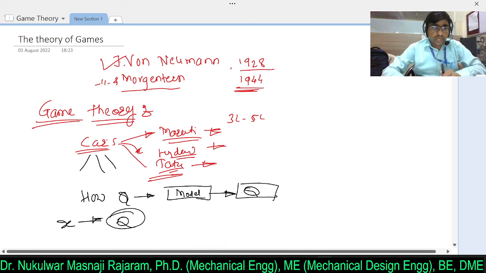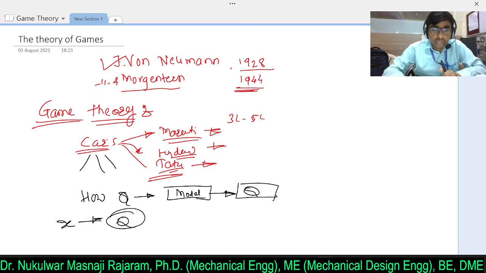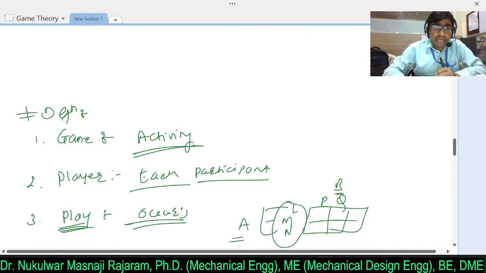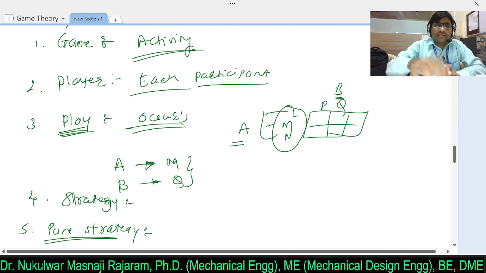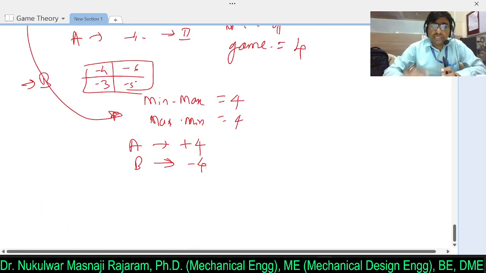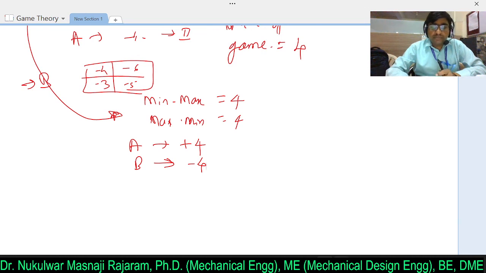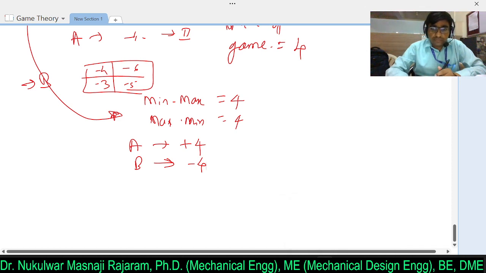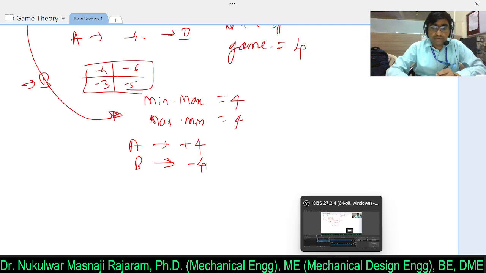Clear? So I hope you understand what the theory of games is, who invented the theory of games, what the different characteristics of the games are, and we have already learned the different definitions of different terms. So this was the introductory session based on the theory of games or game theory. In the next lecture we will see some of the numericals, or we can say rules for the theory of games.